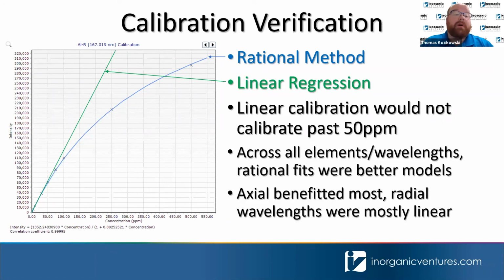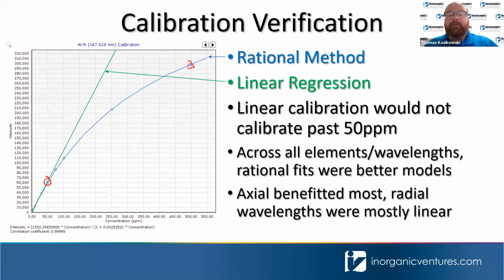Axial looks way worse. So from this example, you can see we go from 0 ppm through the 50 ppm point, which is down here, but we actually expanded this curve all the way to 500 ppm. And as you can see, there's some massive curvature that deviates from a linear regression. So it was actually so bad that when I said I want to use a linear fit, it didn't calibrate. It wouldn't even give me a formula.